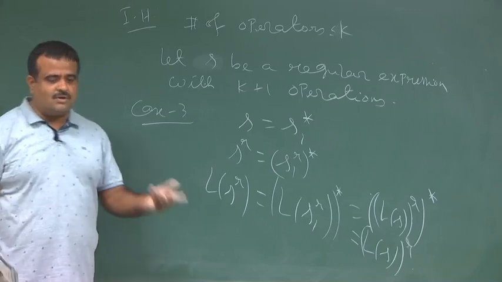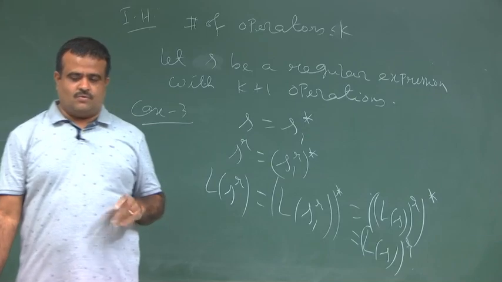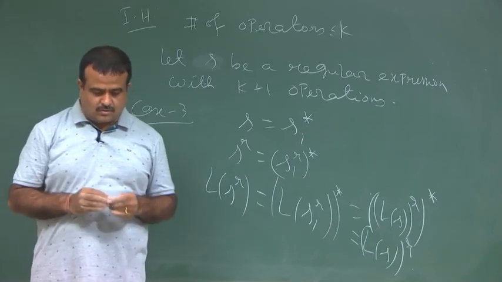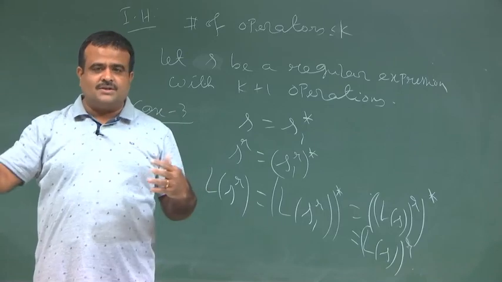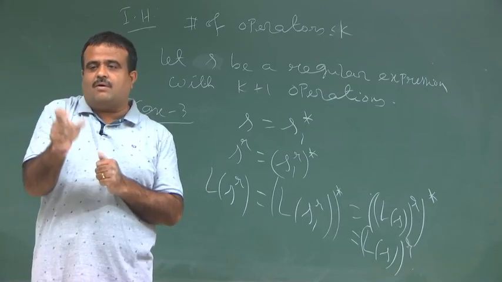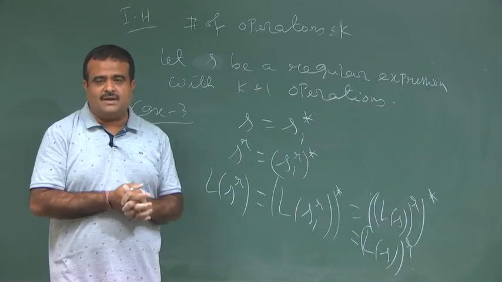So, by the induction method we can say the result is true for all r. So, this is the formal proof of the closure under reversal. So, if we are given a language, and we reverse all of the strings of the language, then the new language is also a regular language.